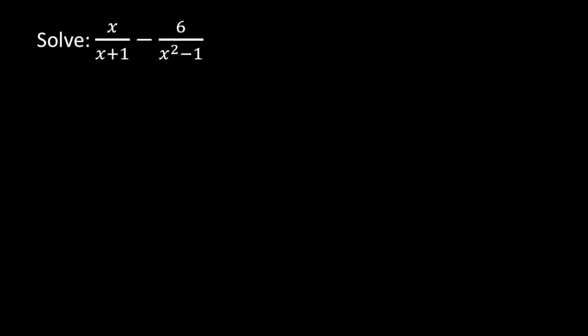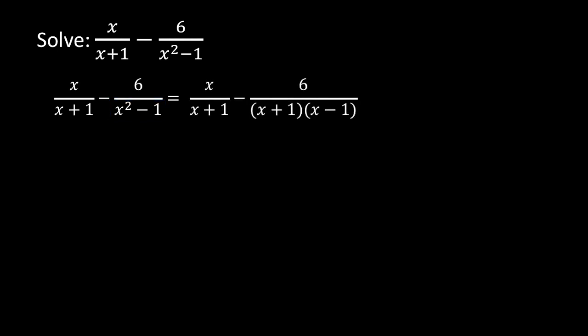In this second example, we notice that the denominators are not the same. First, let's see if we can factor the denominators. Well, we can no longer factor x plus 1. We can factor x squared minus 1 by difference of two squares. We get x plus 1 times x minus 1. We now find a way to somehow make the denominators the same without changing any of the expressions.